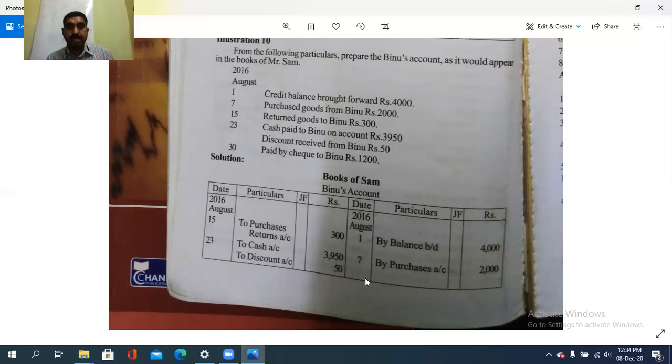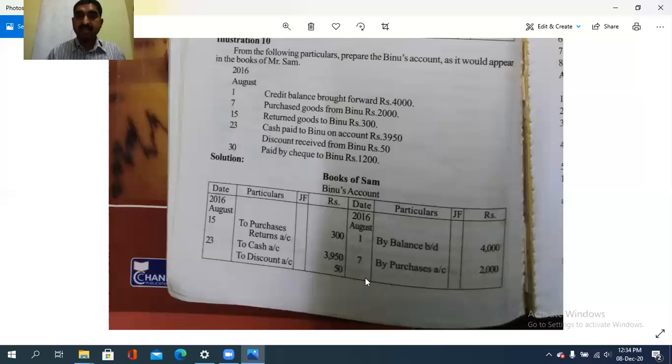Returned to Binu, and the purchase returns. So Binu debtor to purchase returns. Isn't it? Purchase in the opposite. Purchase account credit, purchase returns. Purchase account debtor to Binu. By purchase. Binu debtor to purchase returns. So what is the entry? Binu debtor to purchase returns. Debit side 300. Then cash paid to Binu on account of 3950.